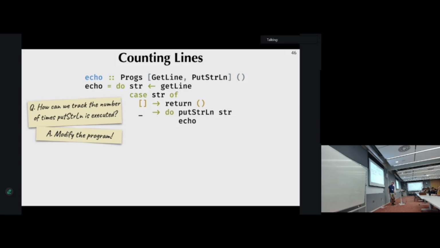Okay. Yeah, so back to the question. Imagine if you were asking this to a first-year undergraduate doing computer science, right? And you look at this echo program, and I want to count the number of times putString is evaluated. What might they say? They might say, modify the program, right? And we all know that's a bad answer, but let's run with it for a while. Why is it a bad answer?